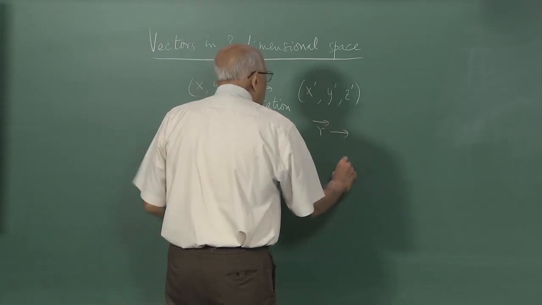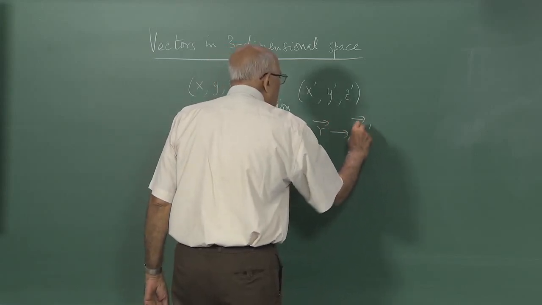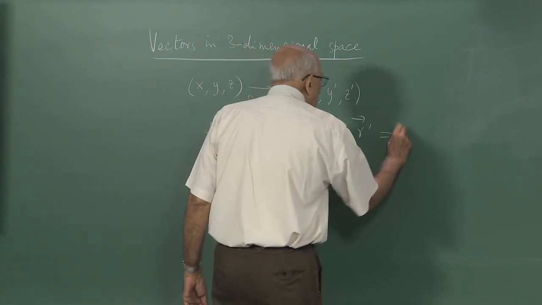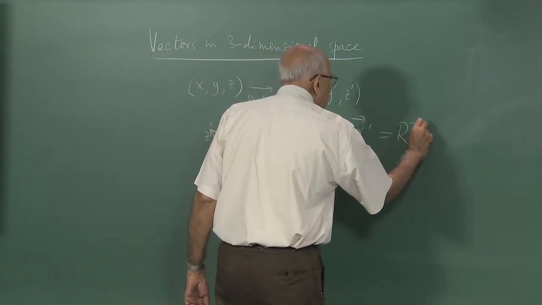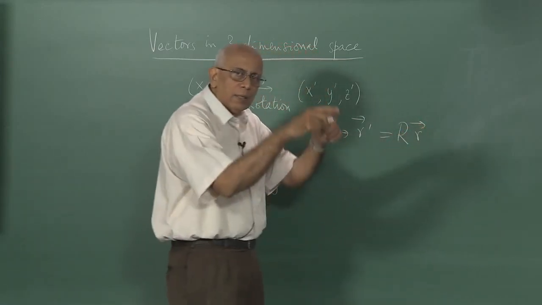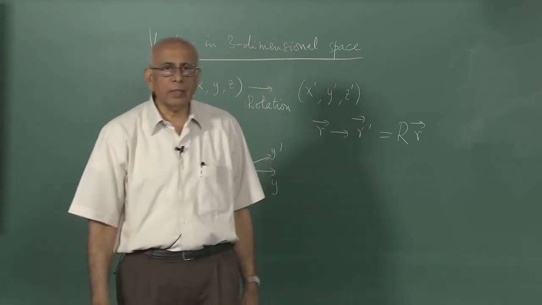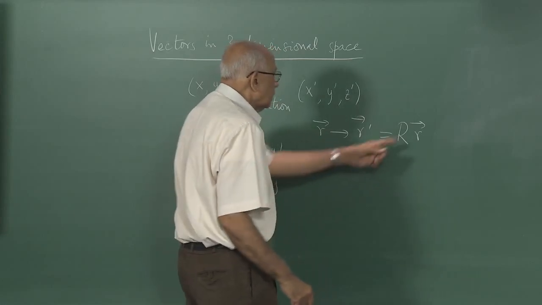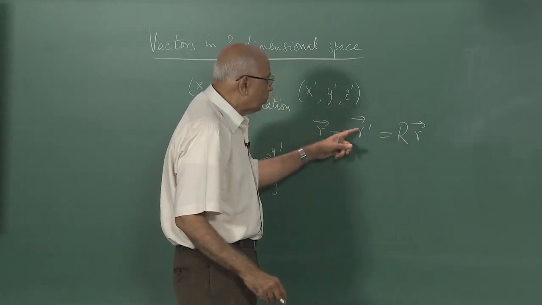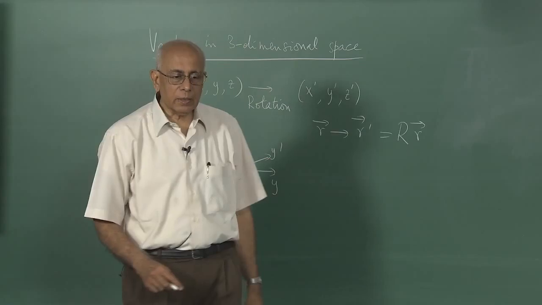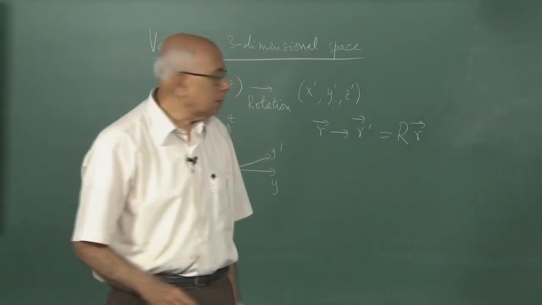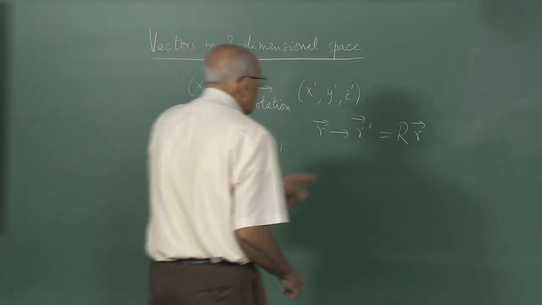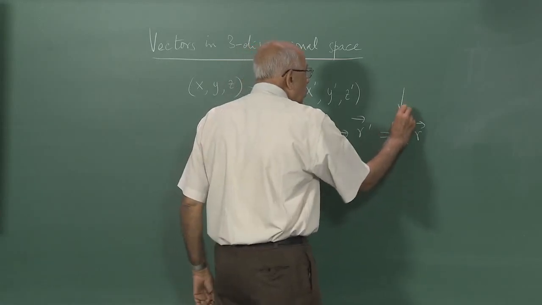Any position vector r goes to r prime, which is equal to some rotation matrix acting on r. When I write this r as a column vector, 3 by 1 column vector, then this rotation matrix is a 3 by 3 matrix which multiplies this 3 by 1 column vector to produce a 3 by 1 column vector in the prime coordinates.